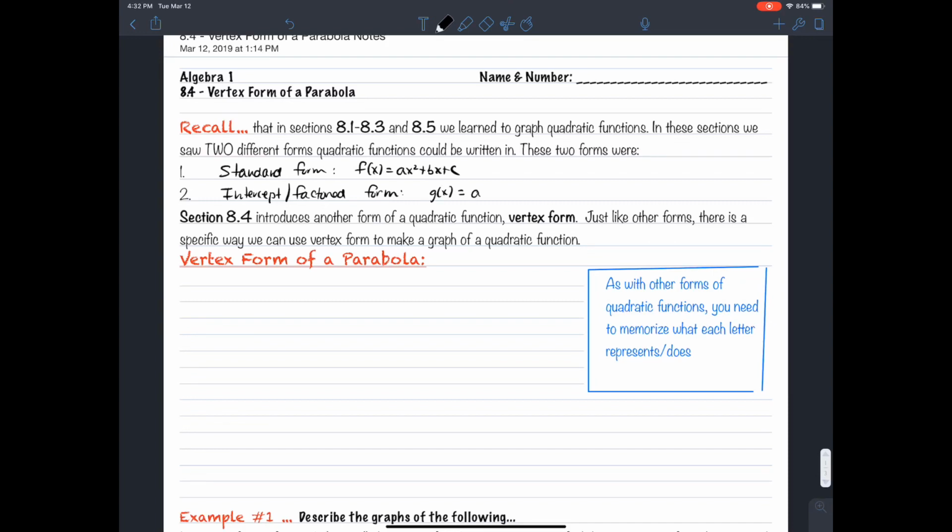So something like this, and I'm just using m and n as any random numbers. So section 8.4 is just another form. It's the third form that we know. There's a specific way we can use this form to make a graph. Just like when we look at intercept form, we know that we would use the intercepts to find the vertex, and so on and so forth.